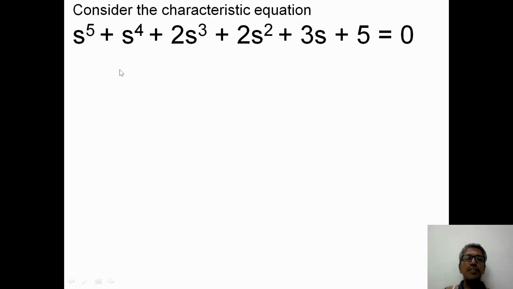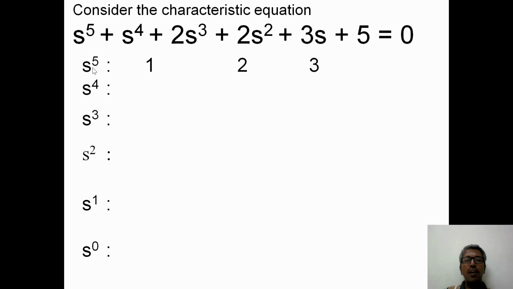Next example, where the characteristic equation is directly given. You have to form the Routh array: s^5, s^4, s^3, s^2, s^1 and s^0. In this example, the first row has the odd number of powers: 1, 2, 3. The second row has the even power coefficients: 1, 2, 5. Next you form the row: (1 into 2 minus 1 into 2) divided by 1, so we get 0 and minus 2.